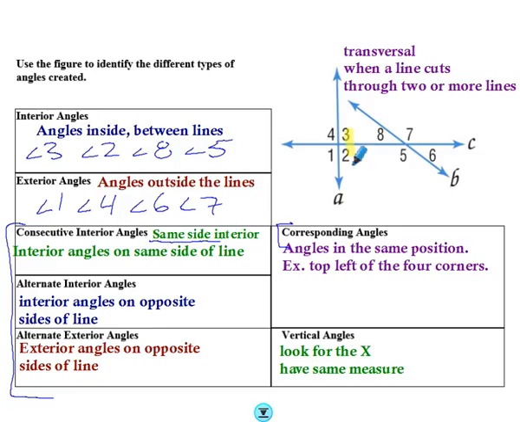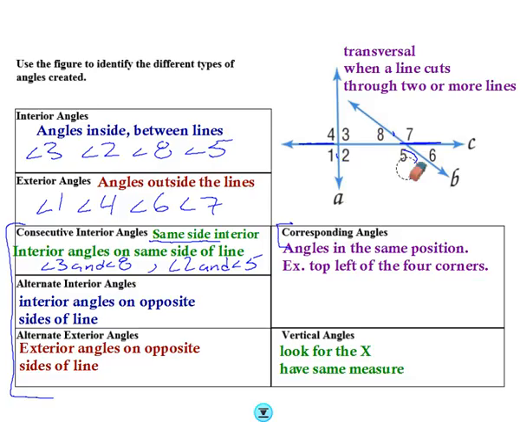So earlier we mentioned that these ones were my interior angles. So remember, C is my transversal. So we want the two angles that are on the same side of the transversal. So the transversal is sort of broken up into the top part and the bottom part. So we could say that angle 3 and angle 8 are same side interiors or consecutive interiors. We also could say that angle 2 and angle 5 have that same relationship.